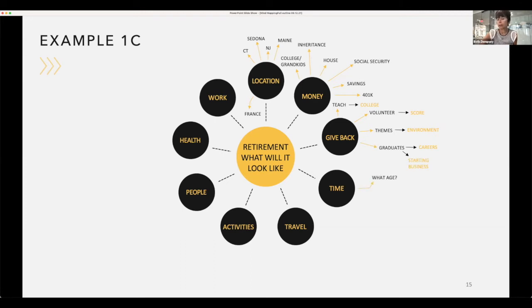So time frame. What age do you want to retire? Have you pre-planned? Okay. And you'll go through these. Travel is important. Domestic, states, international travel. What can that look like?